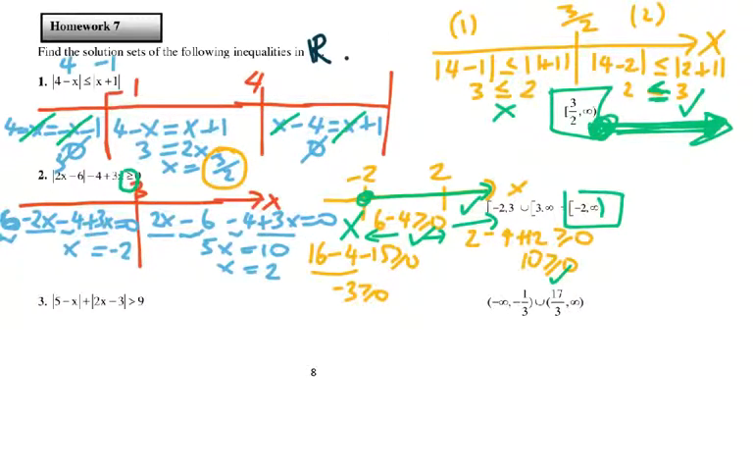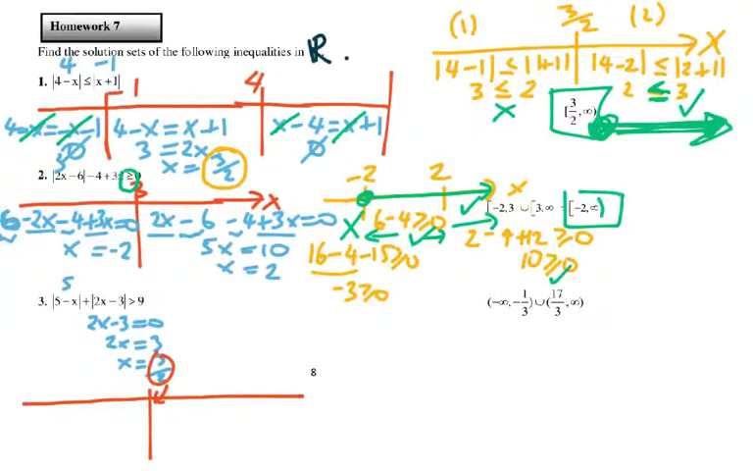All right, so for question 3, same sort of deal. Let's find the breaking points. 5 minus x, and 2x minus 3, this is a little bit more difficult. Let's solve this equation. So 2x minus 3 would have to equal 0. 2x would have to equal 3. x would be 3 over 2. So those are going to be the values in our table. So 3 over 2 here, and 5 is bigger than that.